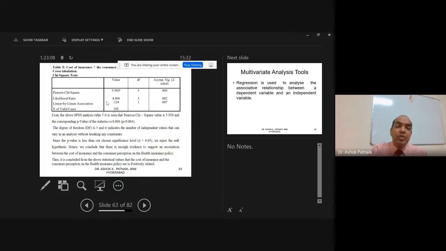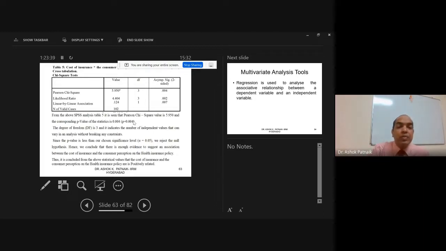After you receive this table, you try to explain it. Here some key elements are there. One is the degree of freedom. You have to mention the degree of freedom, like 3 or 4, whatever it comes. You try to mention that the degree of freedom indicates the number of independent values that can vary in an analysis without breaking constraints. And the most important thing is the Pearson's chi-square value.